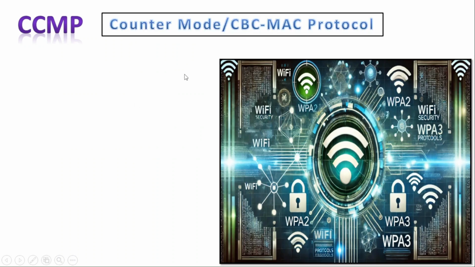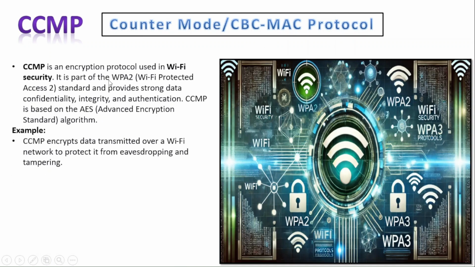CCMP, that is counter mode CBC-MAC protocol. So CCMP is an encryption protocol used in Wi-Fi security. It is part of the WPA2, that is Wi-Fi Protected Access 2 standard, and provides strong confidentiality, integrity, and authentication. CCMP is based on the AES, that is Advanced Encryption Standard algorithm. Example: CCMP encrypts data transmitted over a Wi-Fi network to protect it from eavesdropping and tampering.